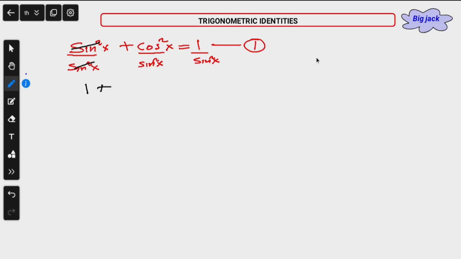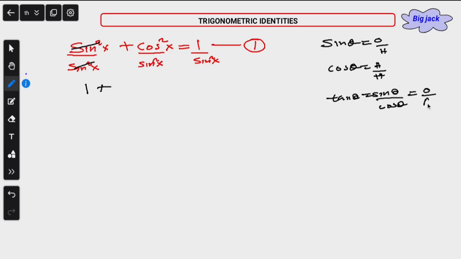And you know to say that there are trigonometric ratios that you need to know. Sine theta is equal to opposite over hypotenuse. Cos theta is equal to adjacent divided by hypotenuse. Tan theta is equal to sine theta divided by cos theta, or you can say opposite divided by adjacent.